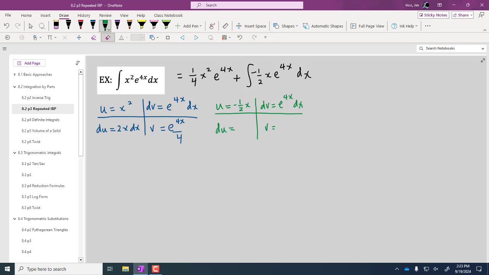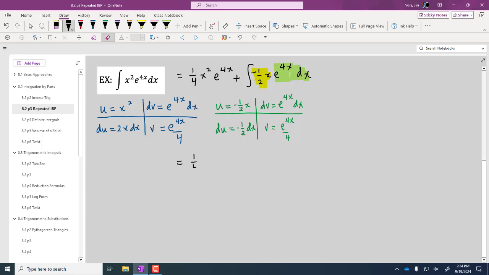So then our du here is going to be minus 1/2 times dx. And our v here is going to be e to the 4x divided by 4. So I'm grouping this. This is going to be my u, and the dv is going to be all that. All right, so let's finish it off down here.